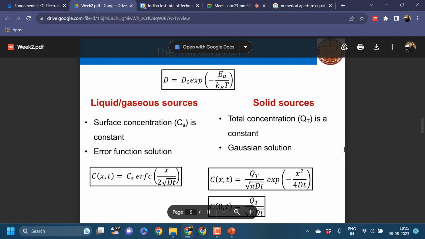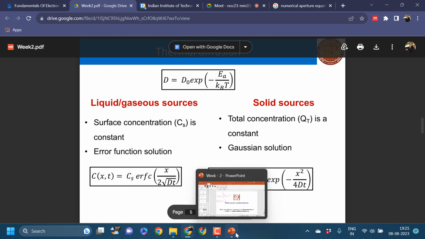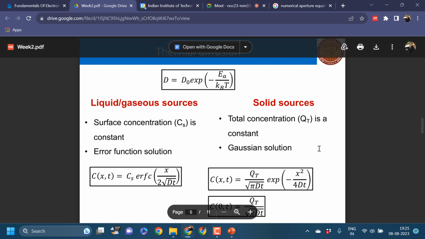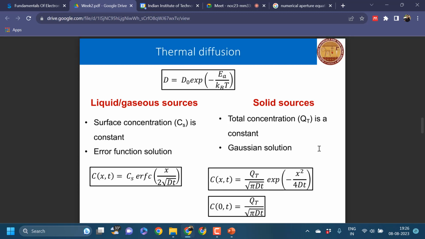Okay, one more thing. Yeah, tell me. In the doping video, there was an example that was explained. In that, you took something like ND equals 10 power 16 per centimeter cube. What exactly is that? That is the number of dopant atoms per centimeter cube. And when you calculated the depth at which the doping was done, you took the concentration equal to 10 power 16 per centimeter cube.